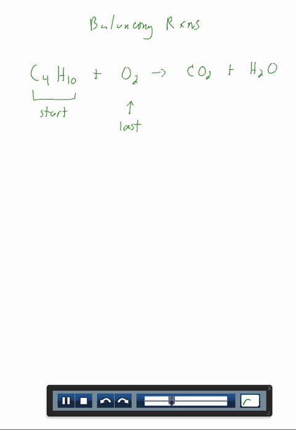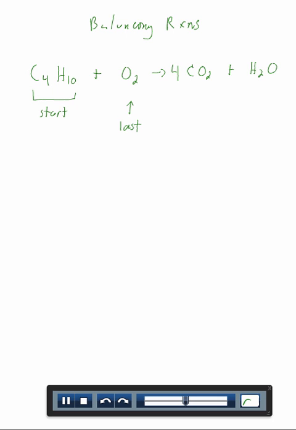So we'll start here. On the left side of the equation we have 4 carbon atoms. On the right side of the equation we only have 1. So we'll put a coefficient of 4 in front of carbon dioxide to give us 4 total carbon atoms. You'll notice that when we add 4 carbon atoms from this coefficient, we're also adding 8 oxygen atoms because carbon dioxide is a molecule consisting of both carbon and oxygen. So that's why we're saving O2 for last.